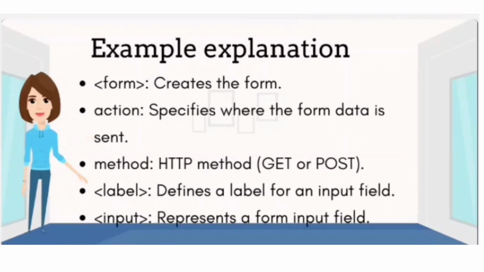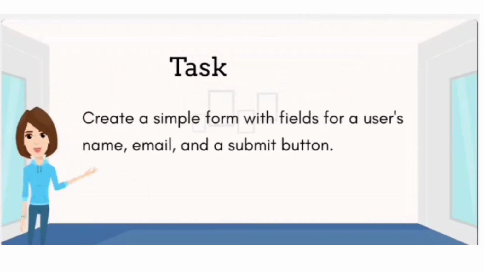Example explanation. The form tag is used to create the form. Action specifies where the form data is sent. Method is the HTTP method, GET or POST. Label defines a label for an input field. Input represents a form input field. Create a simple form with fields for a user's name, email, and a submit button.